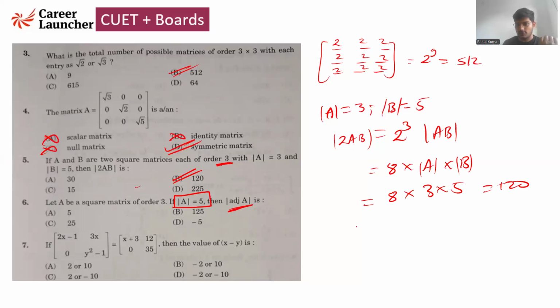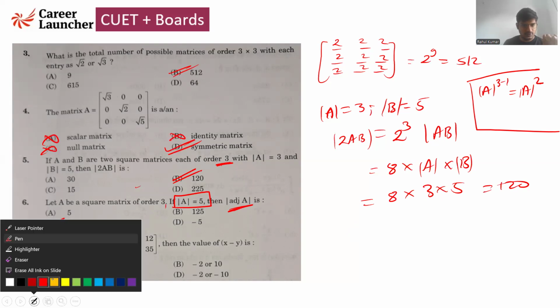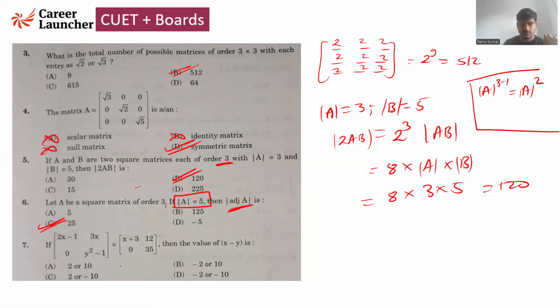Then let A be a square matrix of order 3 with determinant 5. We need to find the determinant of adjoint of A, and you know the formula. For the adjoint of A, the formula is quite easy: determinant of A to the power n minus 1, which means determinant of A whole squared, so 25 is the correct answer, and it is given in option C. I think I should use a different pen here.